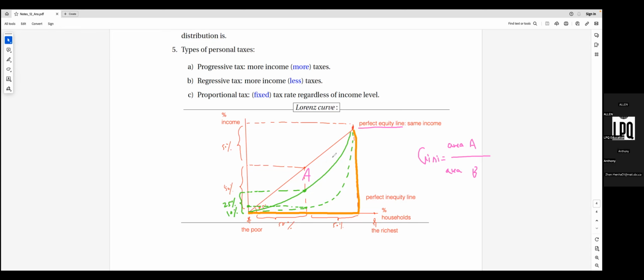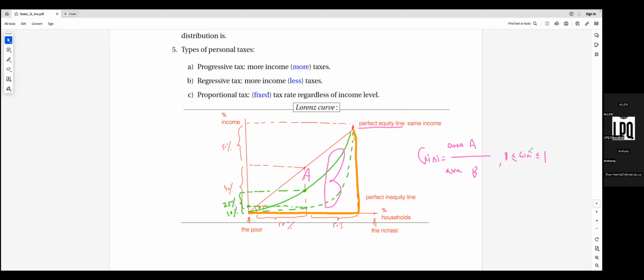Area B is the area of this whole triangle, between the perfect equity line and the perfect inequality line. So the proportion of area A to area B, that ratio, is called the Gini coefficient. You can understand the Gini coefficient because its range is such that the biggest value is 1 and the smallest value is 0.